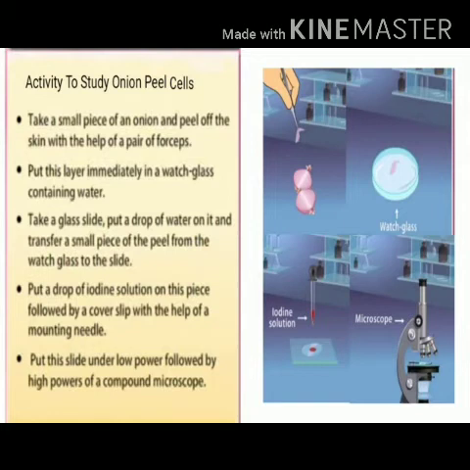Take the inner transparent layer. I hope you all have seen that transparent layer of sheet that comes out from the inner side, that you have to take. Then cut it into very small, thin pieces with the help of a blade or some sharp thing. Then cut it and place it on the glass slide.